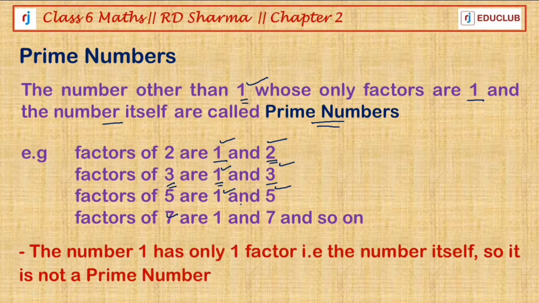The number 1 has only one factor, that is the number itself. So it is not a prime number. That's why 1 is equal to 1 into 1, it is having only one factor, 1. So it is not a prime number.